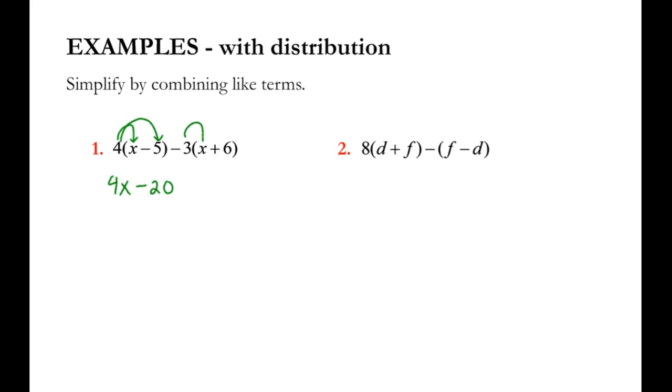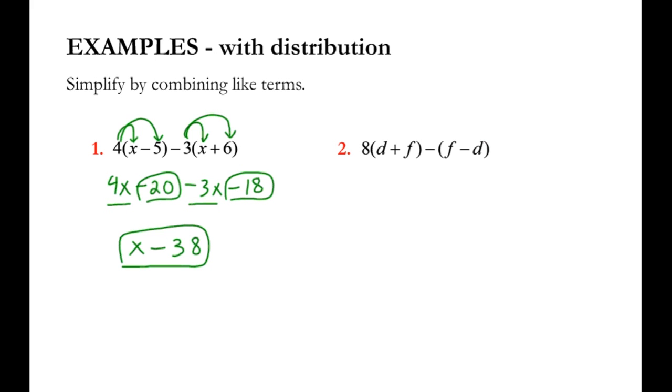Continue simplifying the other set of parentheses. Negative 3 times x, negative 3 times 6. And now it's an expression like the ones on the previous slide that we can simplify. So 4x minus 3x is just x. Negative 20 and negative 18 is minus 38. And that's as far as we can go.